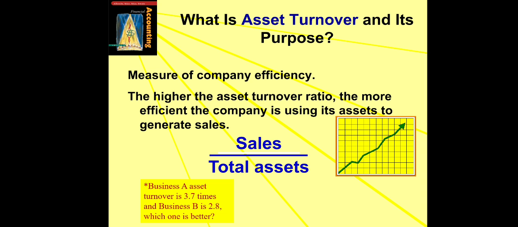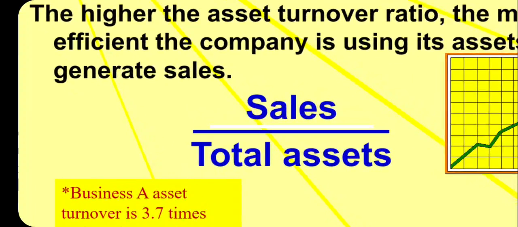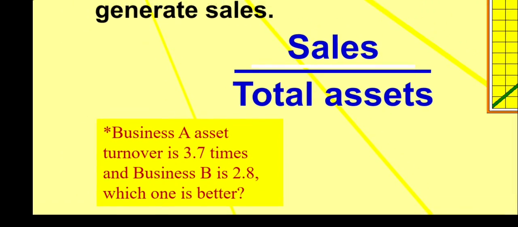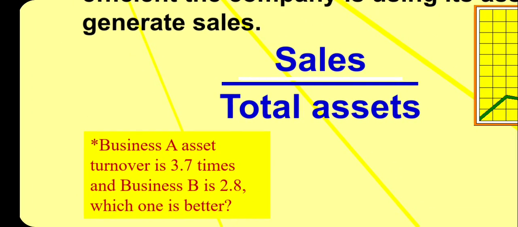Okay, so the higher the asset turnover ratio, the more efficient the company or the business in using its asset to generate sales. So the formula to calculate the asset turnover ratio is sales over total asset. Okay, you can see here sales over total asset. So how to calculate this? How to get the figure for this formula? Sales, you have to check the income statement, and then total asset. For total asset figure, you have to check the balance sheet.